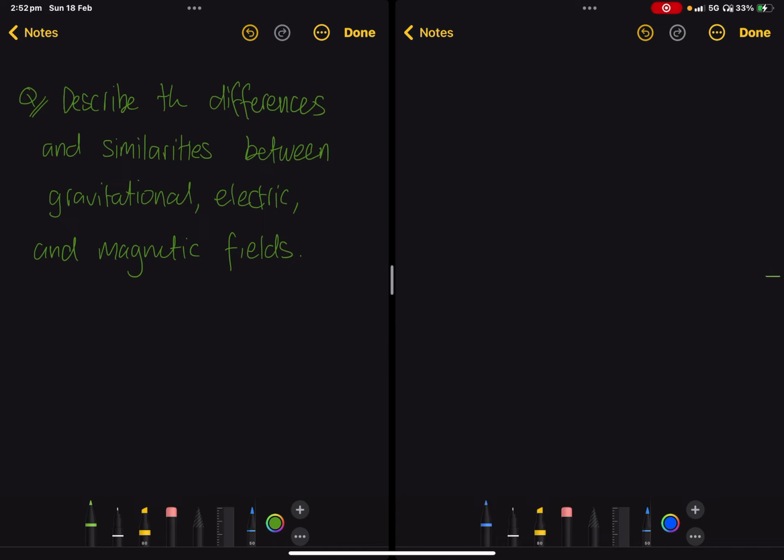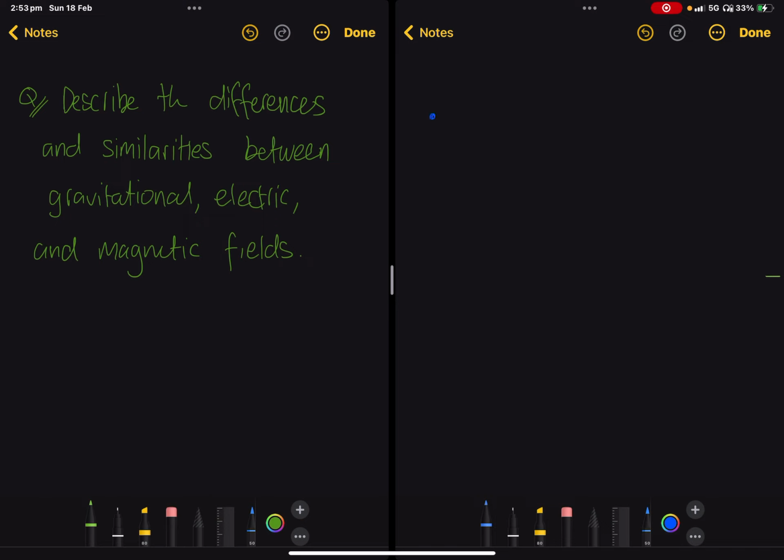You sort of just need to list as many things as you can. Usually this is not going to be worth many marks, so just saying this one is similar to this one because of this reason, this one is different to this one because of this reason, these two are similar to this one for this reason, that sort of stuff is going to be sufficient.